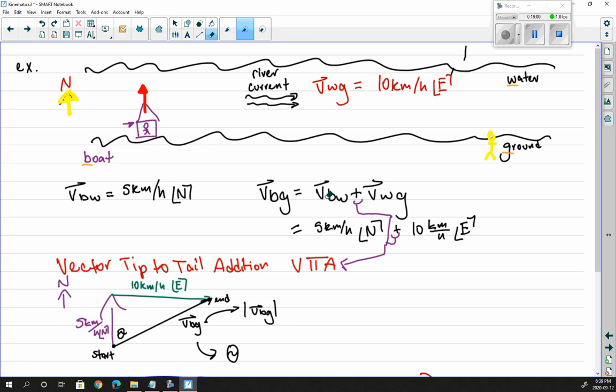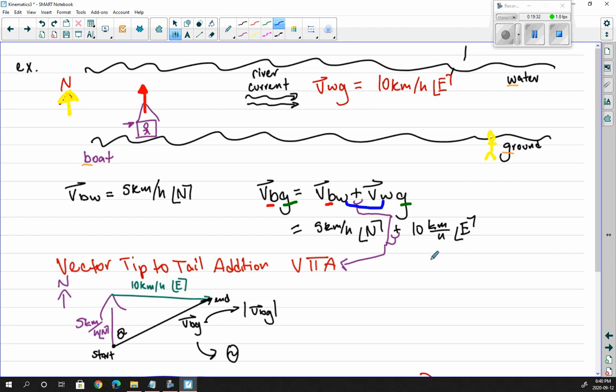So that means I have to take the velocity of the boat with respect to the water and add it to the velocity of the water with respect to the ground. Remember, there's a rule we follow here. First one here, last one has to be the last one. And then you need to have a reference frame that connects them. In this case, it's water. So I add them. Okay, 5 kilometers per hour north plus 10 kilometers per hour east.